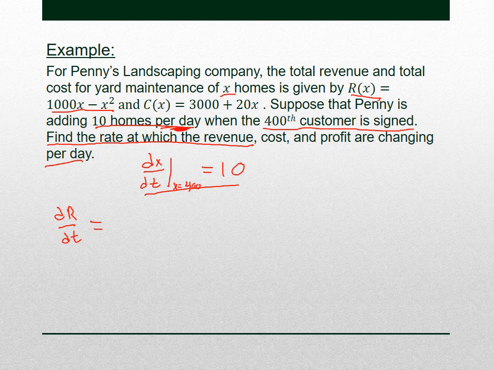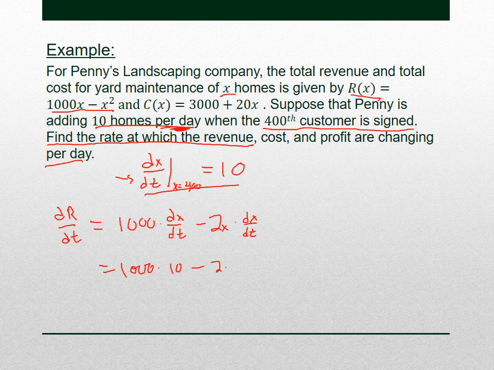Well, what is that? That means we're going to go to this revenue equation and take the derivative with respect to t. On the left side, you get the derivative of the revenue with respect to time. That's exactly dR/dt. On the right side, we're now taking the derivative of 1000x with respect to t, so you get 1000 times dx/dt. And hey, that's the thing that we already know, so that's good. Minus 2x times dx/dt.